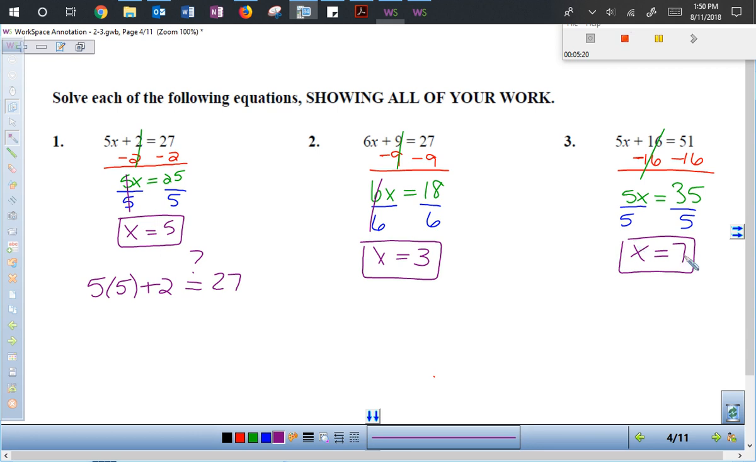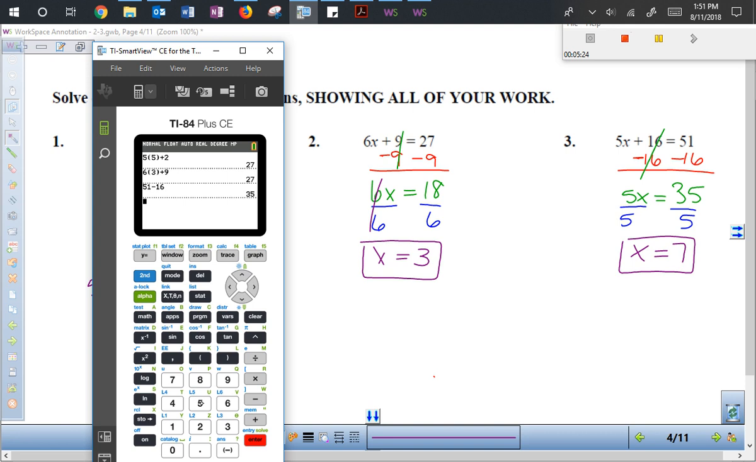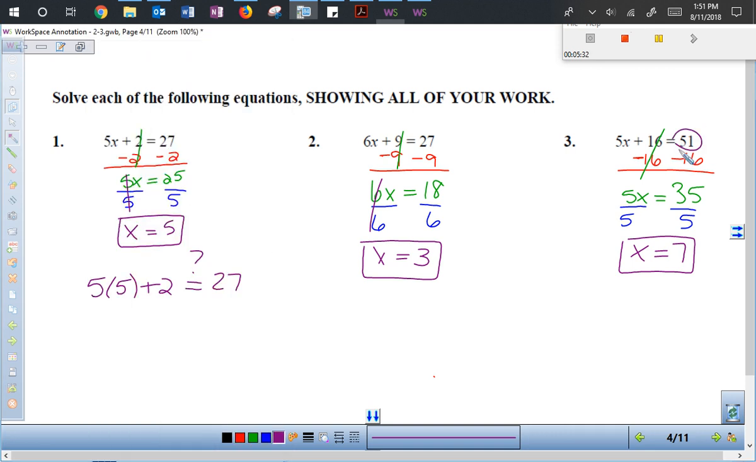Now we substitute that back in to check our answer. You should never get a question wrong here. 5 parentheses 7 plus 16 gives me 51, and that's what I started with, so we're good.